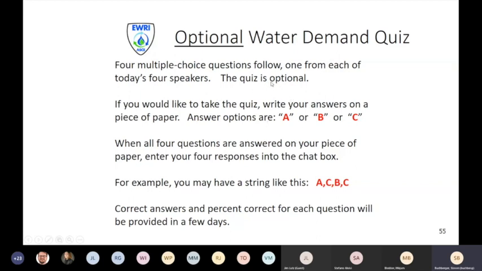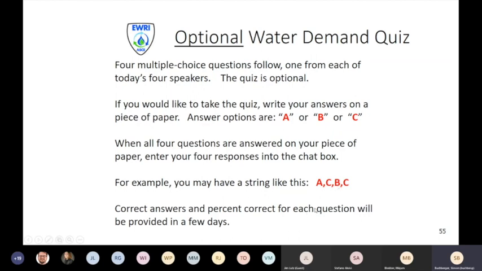There are multiple choice questions, 4 of them, 1 from each of the 4 speakers. Each question has 3 answers, so it's either A, B, or C. And what I would suggest you do is the following. Just write your answers down on a piece of paper. So you'll have 4 questions, you'll have 4 answers of A, B, C. And so for instance, you might see a string that looks like A, C, B, C as a possibility.